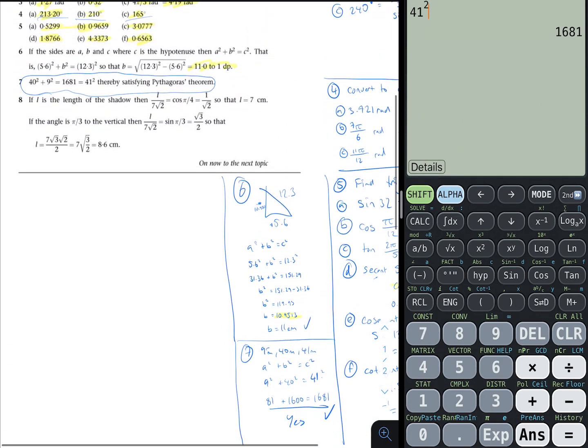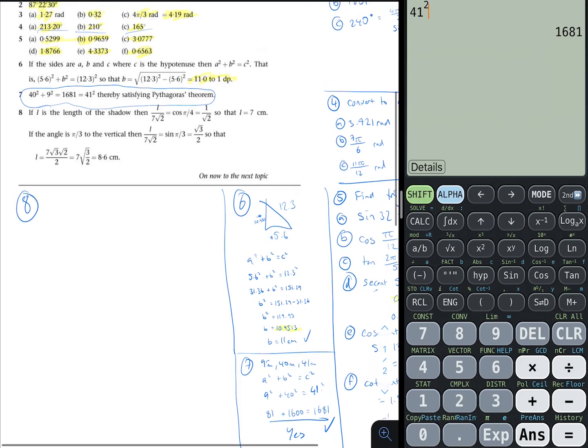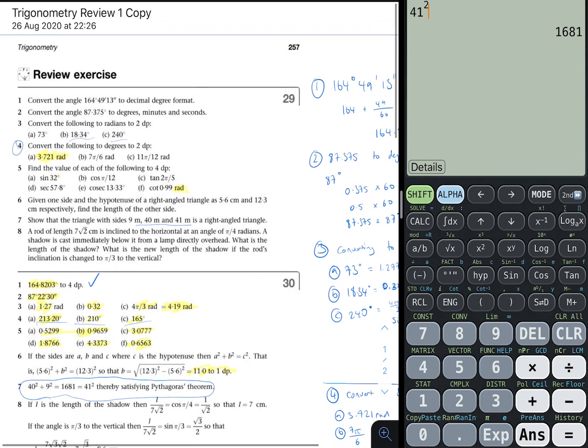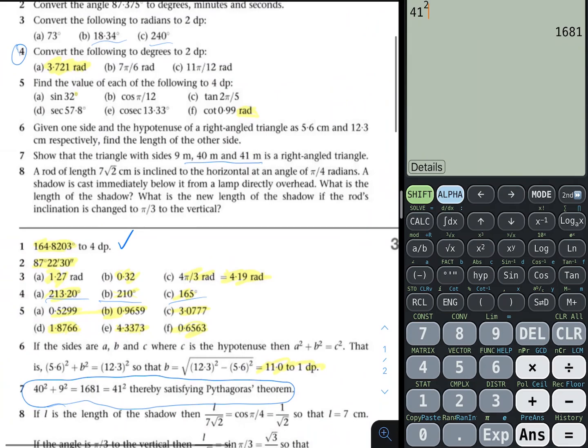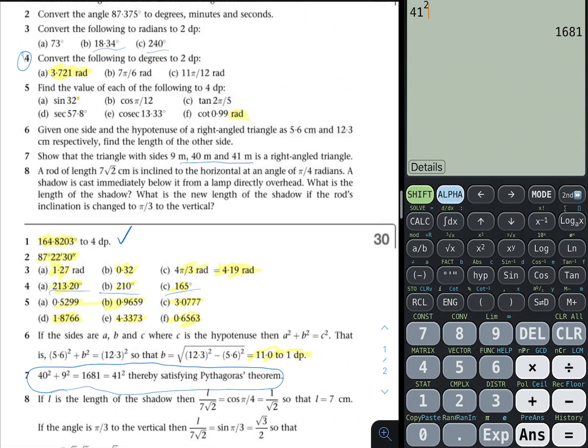Cool. Okay, so on to number 8, the last one now, and we're done. That didn't take us too long. So a rod of length 7 times the square root of 2 centimeters is inclined to the horizontal at an angle of pi over 4 radians. Okay, a rod of length 7 times the square root of 2 centimeters is inclined to the horizontal at an angle of pi over 4 radians.